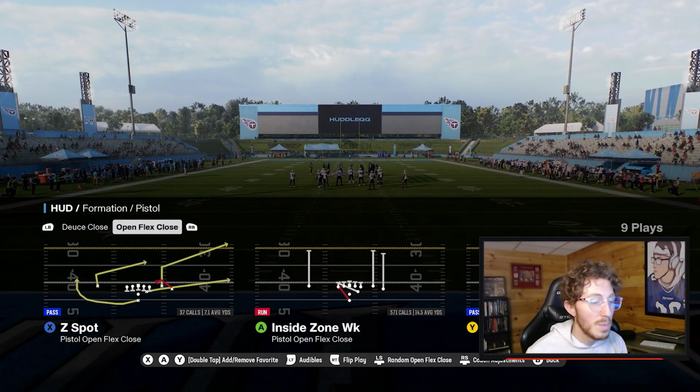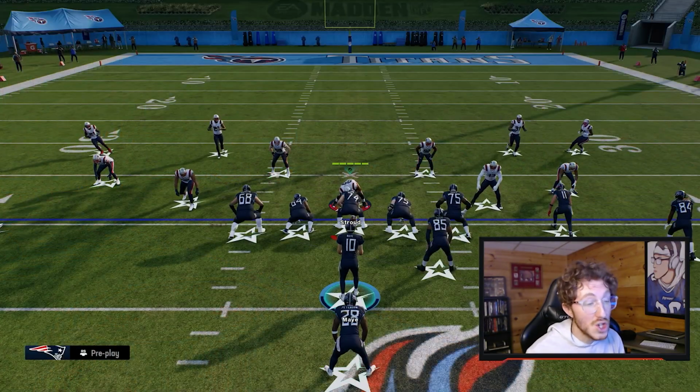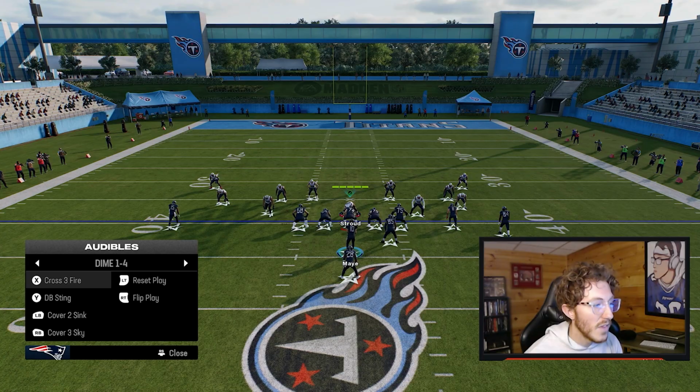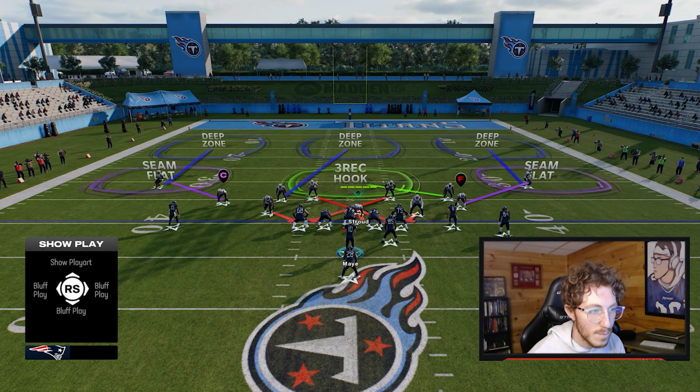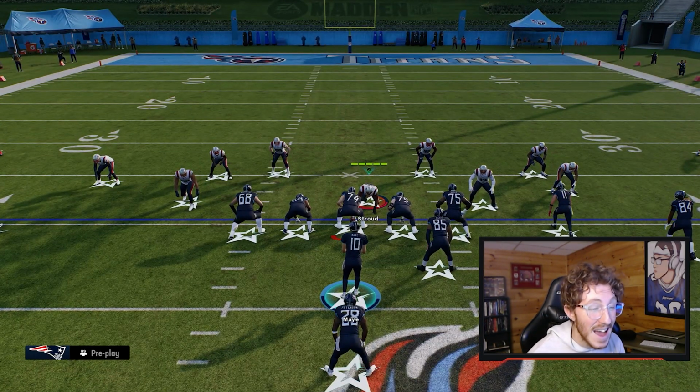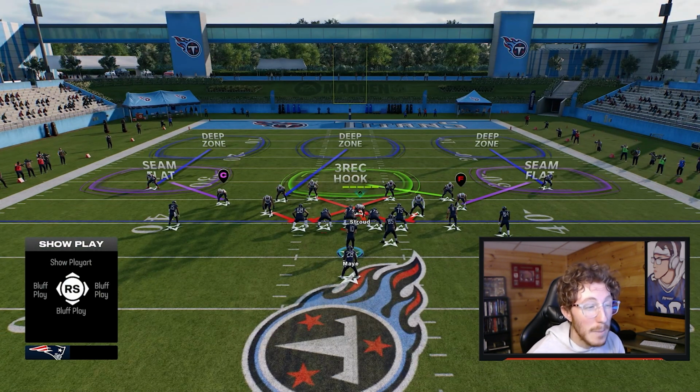Now, when we come out in this play, what I want to show you here is what a lot of people are going to do, right? They're going to have that double safety walk down, and then they're going to audible to cross 3 fire, right? One thing I want you to see is when they audible to cross 3 fire, that D tackle is going to shade opposite of where the inside third safety is from.